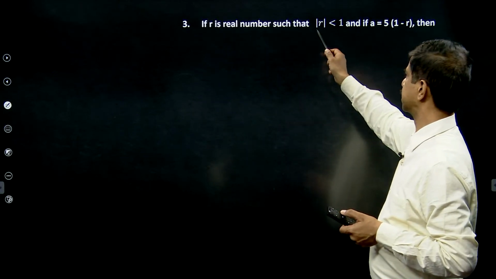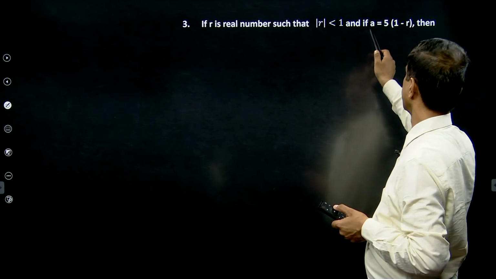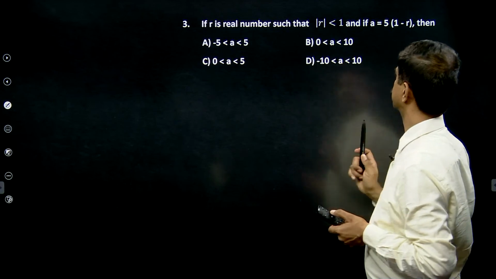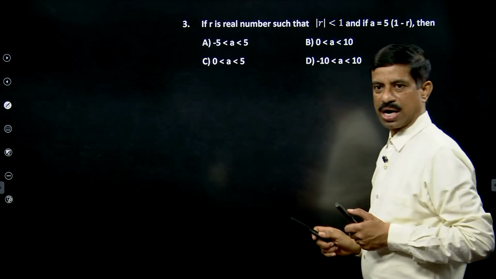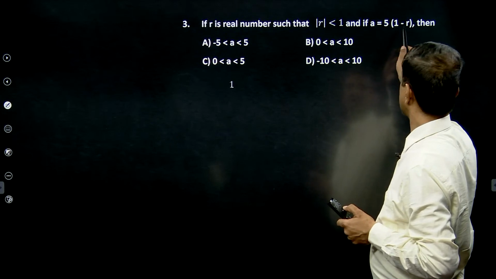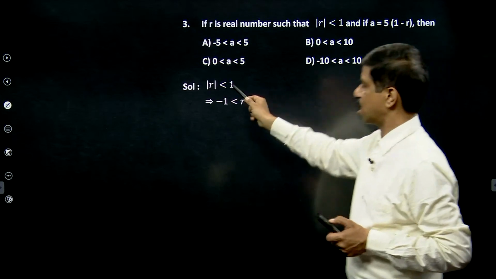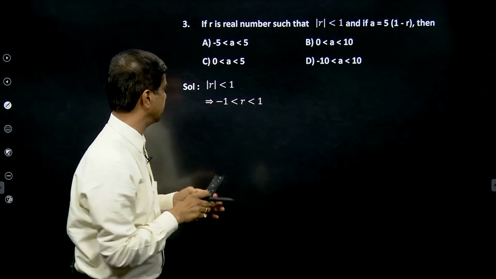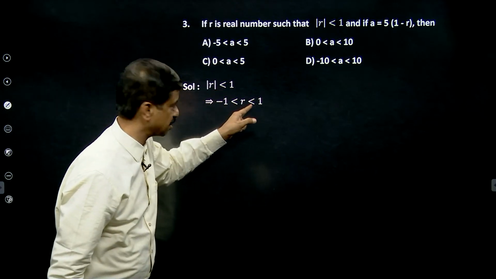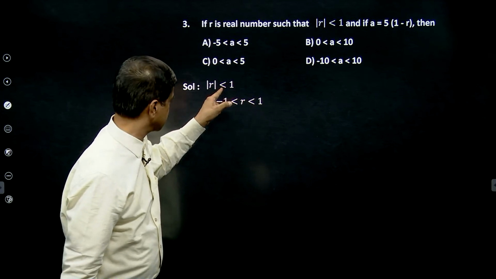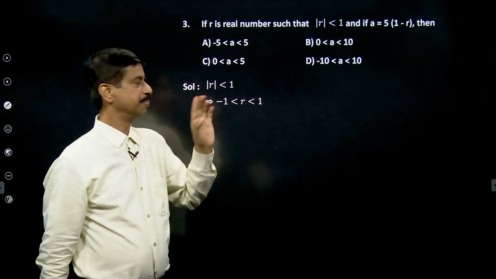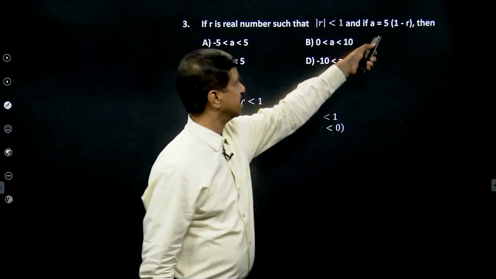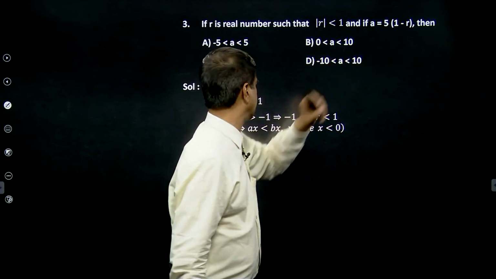If R is a real number such that mod R is less than 1, and if A equals 5 into 1 minus R, then find the values of A. So mod R is less than 1. So what is R from here? Of course, mod R is less than 1 means R should be lying between minus 1 and 1. If the equal to sign is there, we will take the equal to sign. If the equal to sign is not there, we will not take it. Minus 1, plus 1, right, children? But what is R from there?